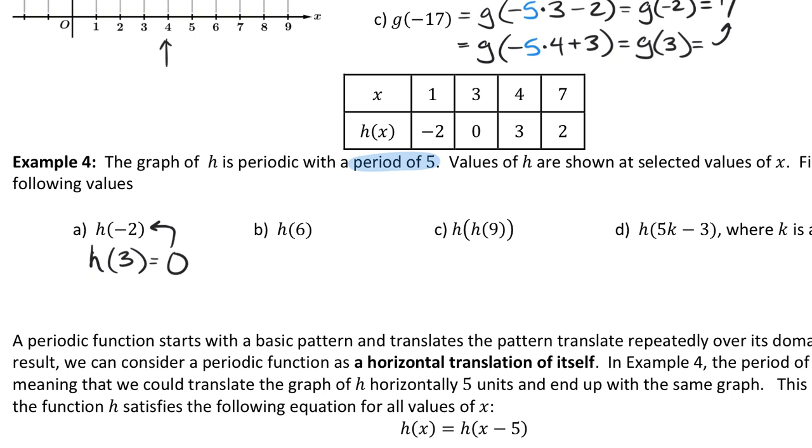Is h of 6 something in my table? No, but can we add or subtract the number 5 to get something from my table? Yeah, would I add or subtract 5? Subtract, because 6 minus 5 is 1, and h of 1 is negative 2, which means h of 6 is also negative 2.